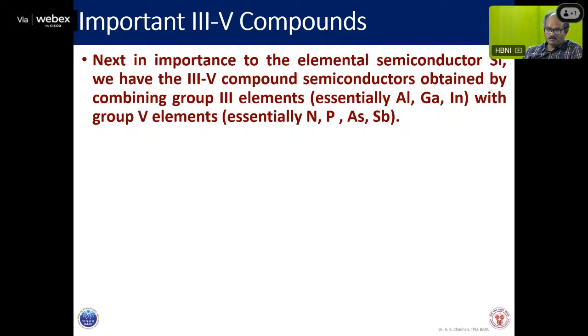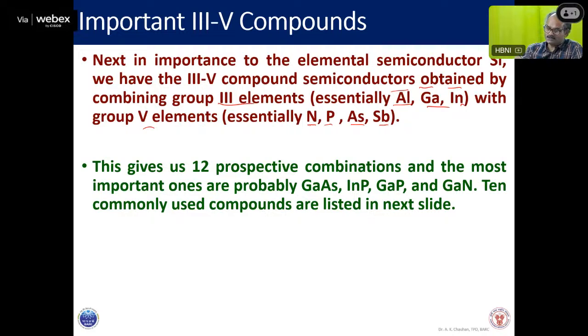Next in importance to the elemental semiconductor silicon, we have the 3-5 compound semiconductors obtained by combining group 3 elements and group 5 elements. Essentially, group 5 elements, what are those? Nitrogen, phosphorus, arsenic, and antimony. And group 3 elements, these 3 are mainly used: aluminum, gallium, and indium. So how many different combinations are possible? Using all these, it gives us nearly 12 prospective combinations.